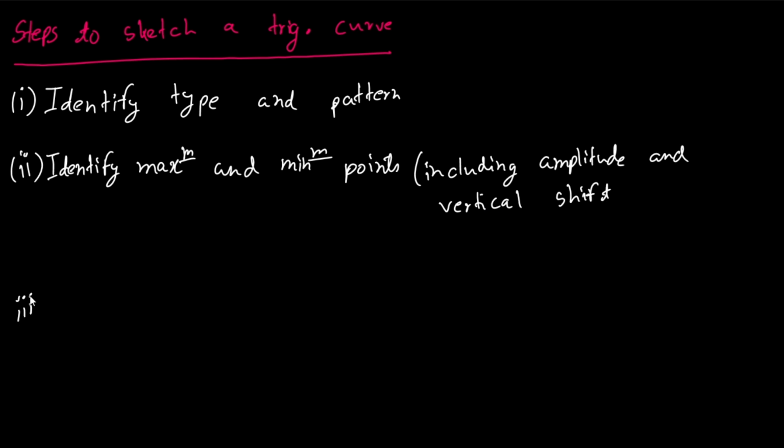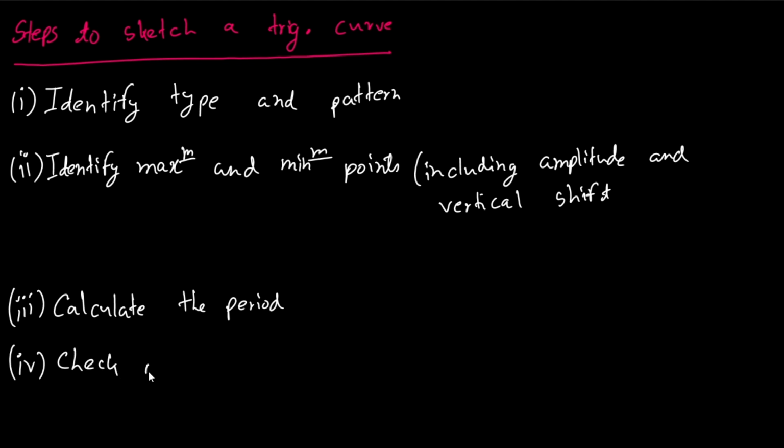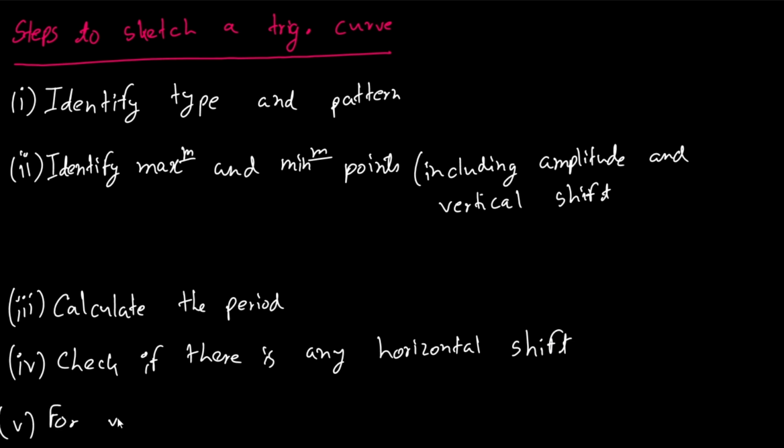Afterwards, you want to calculate the period. Calculating the period will help us calculate the points of intersection and the maximum and minimum points, as well as how many total waves we might get within our given range. The next thing you should consider is whether there's any horizontal shift, which will also be included while calculating our points of intersection as well as minimum and maximum points.